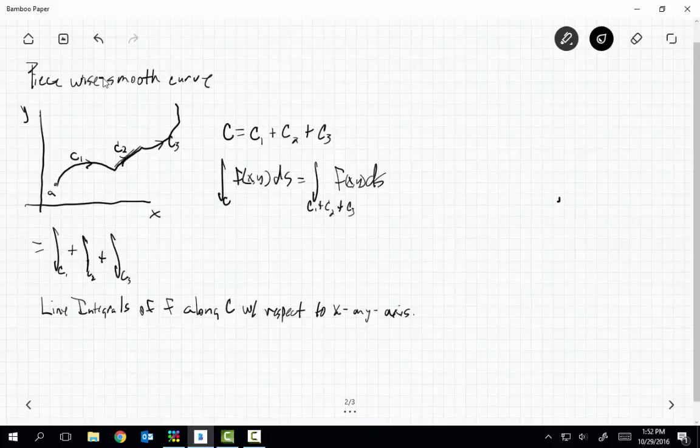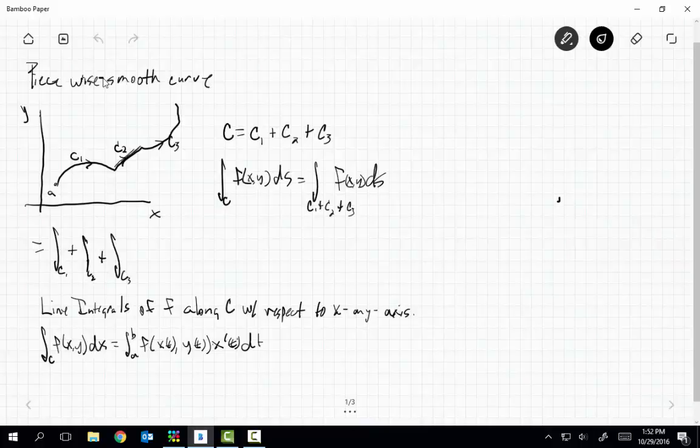Now, notice what changes. We're going to have a line integral, we've got f of x, y, and instead of a ds, if I want to take a line integral of f along C with respect to x, this becomes dx. And what this integral turns into is the integral from a to b of f of x of t, y of t, and then x prime of t dt. So now we're not dealing with that entire arc length, we're just dealing with it with respect to the x-axis.